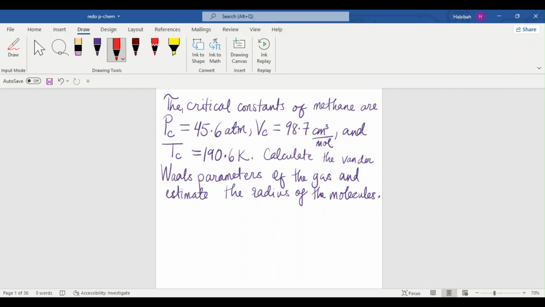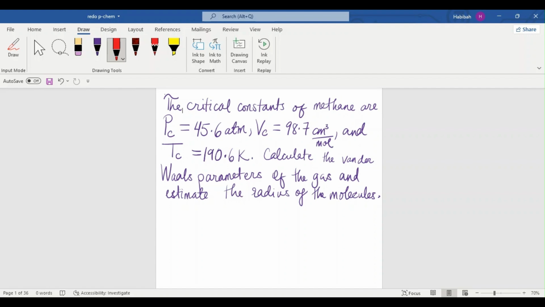The critical constants of methane are Pc equals 45.6 atmospheres, Vc equals 98.7 centimeter cube per mole, and Tc equals 190.6 Kelvin. Calculate the van der Waals parameters of the gas and estimate the radius of the molecules. So the first thing you have to know is this.